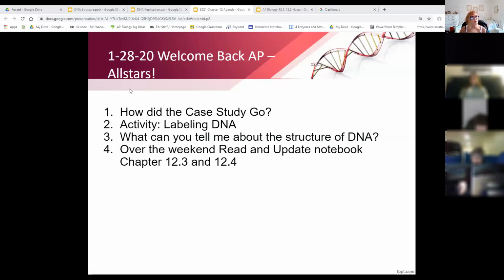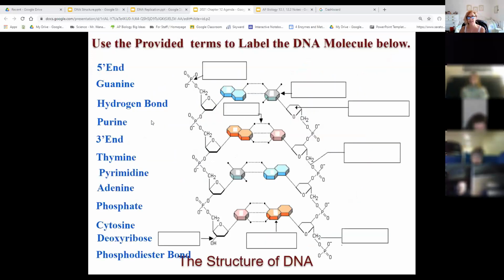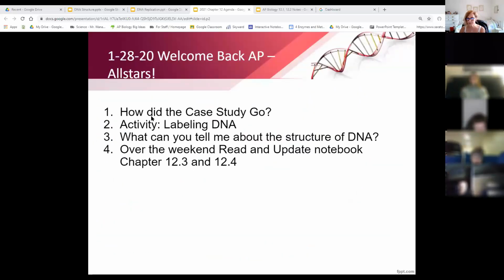So I want you guys, you have an activity that looks like this. Actually, I'll go through the agenda, then we'll do that. We're going to do that activity just to get us a chance to talk about the structure of DNA in a discussion format rather than in a lecture format. And then over the weekend, I want you to read and update your notebook 12.3 and 12.4.